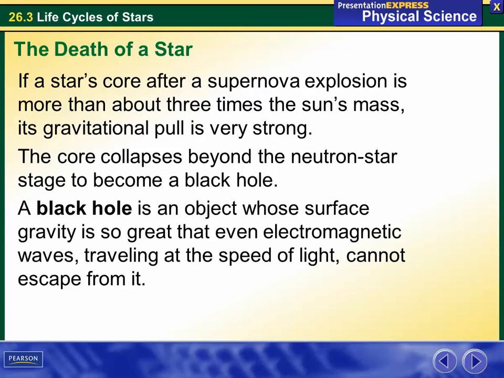So our last option here for the death of a star. We had small stars become white dwarfs, more massive stars become neutron stars, and then the biggest stars, if a star's core after the supernova explosion is more than about 3 times the sun's mass, it's going to still have a very strong gravitational pull. It's going to collapse beyond the neutron star stage to become a black hole.